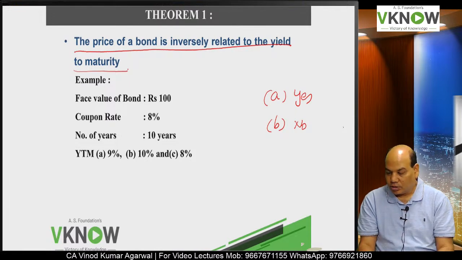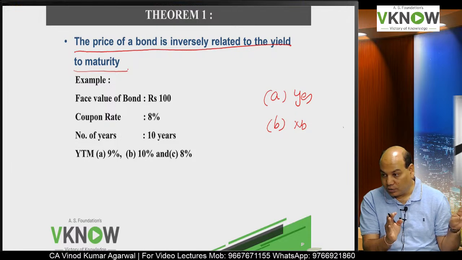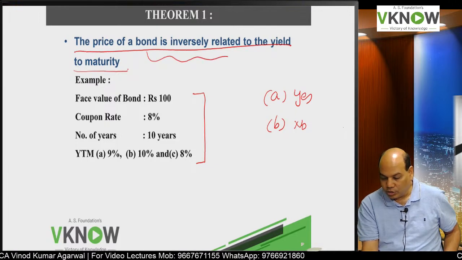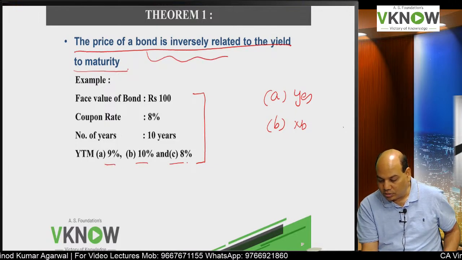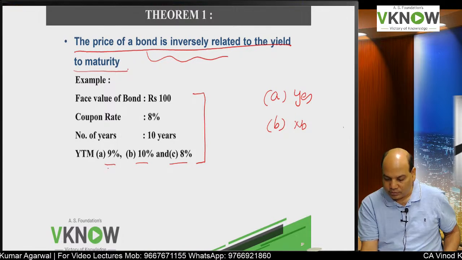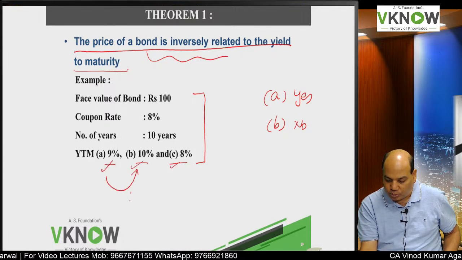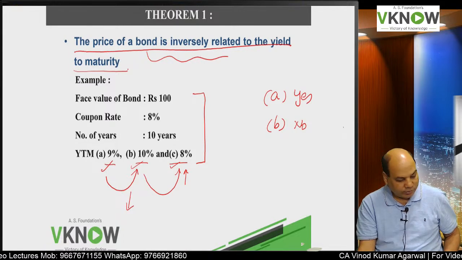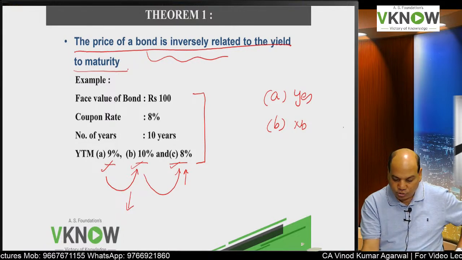All of you? Just now we have seen in question number 41 also. But in order to demonstrate that this theorem is correct, we are going to take three discount rates: 9, 10, 8. When you move from 9 to 10, bond price will fall. When you move from 10 to 8, the bond price will rise. So this question I am going to solve.